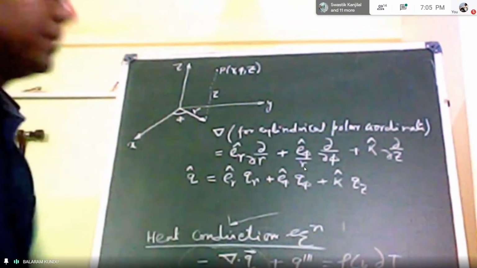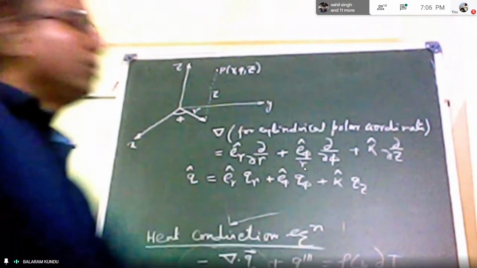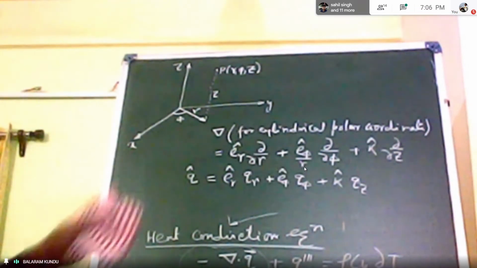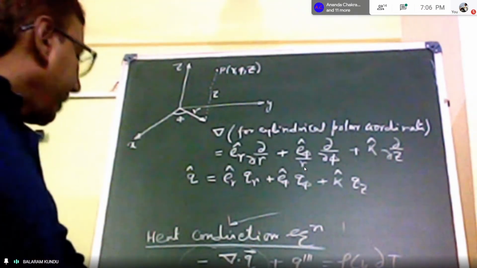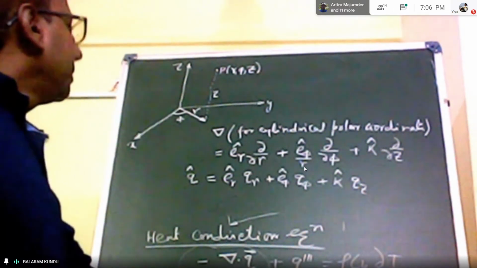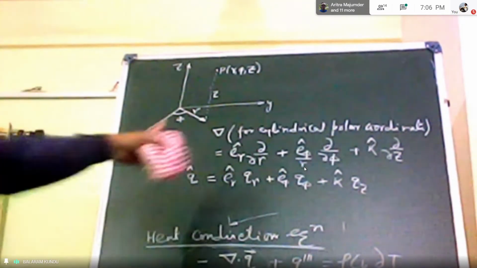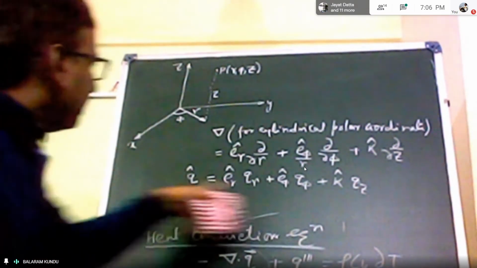And Q triple prime, that is your volumetric heat generation, and rho Cv del T by del t. So these two are not required to change. Only the first term is required to change. So we have to write the first term in cylindrical polar coordinates. So here grad has been taken, and q has been written.